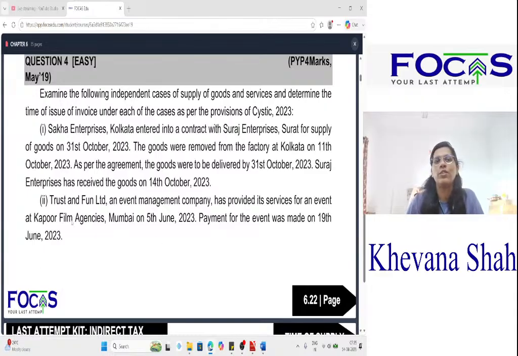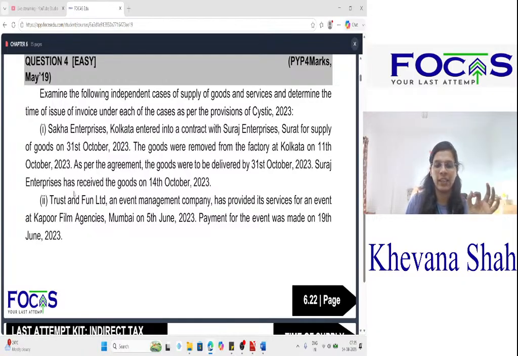Okay. So see, in the first question what we have is movement of goods. So in case of movement of goods, we need to issue the invoice before the movement of goods is starting. Okay, before the goods are being removed. So here see, the contract is entered on 31st of October and goods are removed on 11th of October. So on or before 11th of October, I should be issuing an invoice.